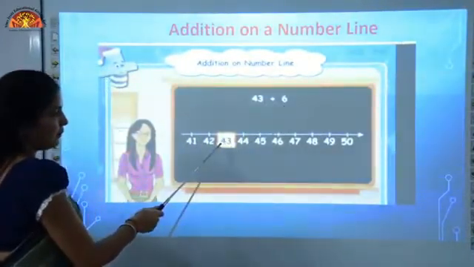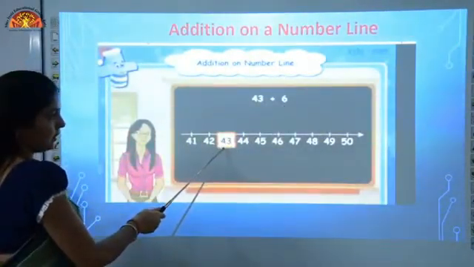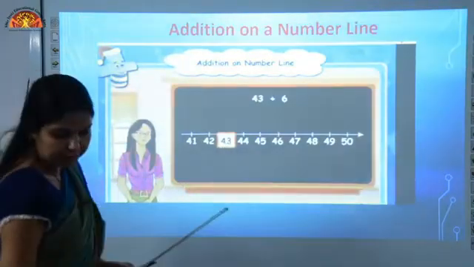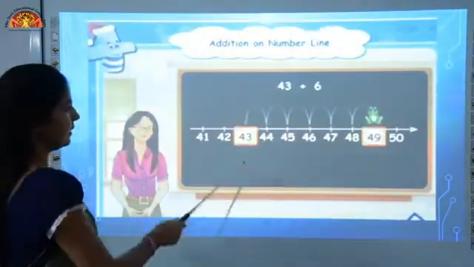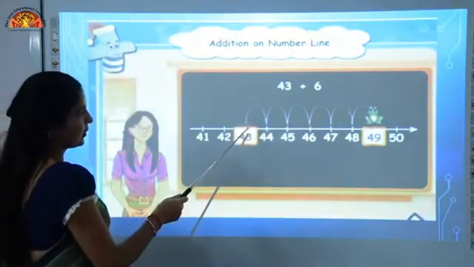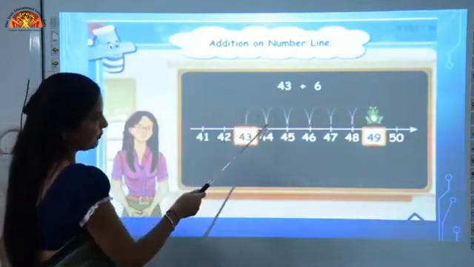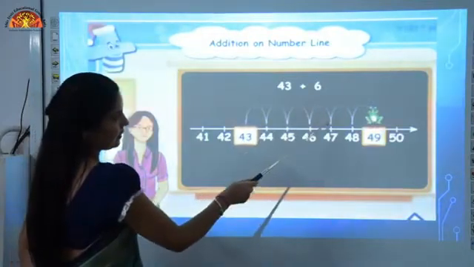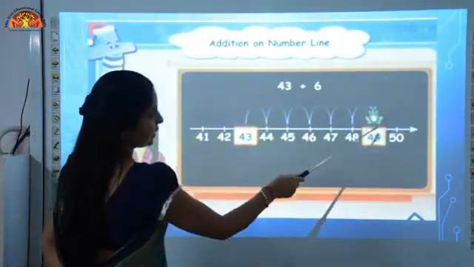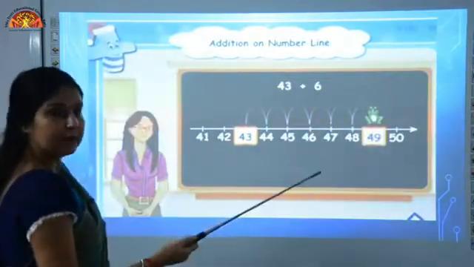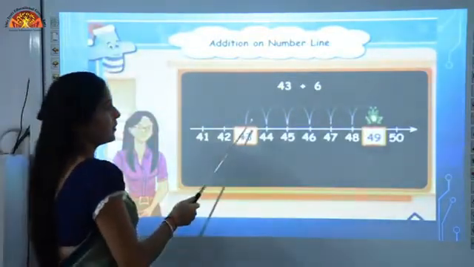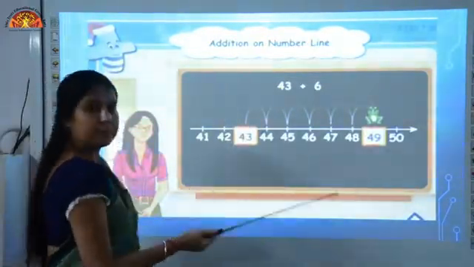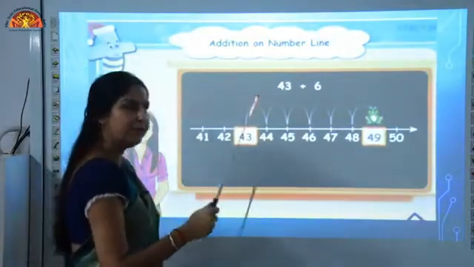So we keep 43 here and we will move forward 6 numbers. Look here, 43, 44, 45, 46, 47, 48 and 49. How many jumps have we taken? We have taken 6 jumps because we are adding 6 to 43.